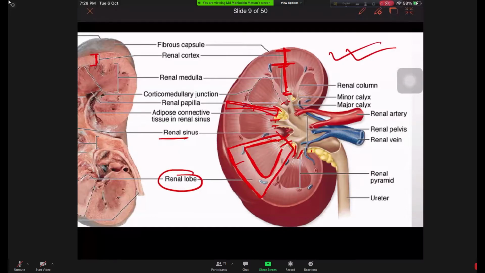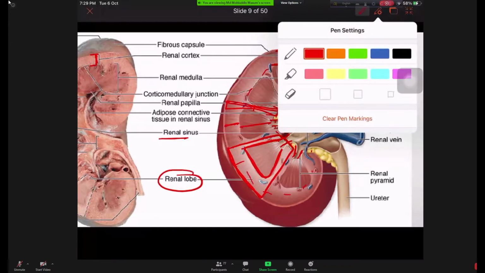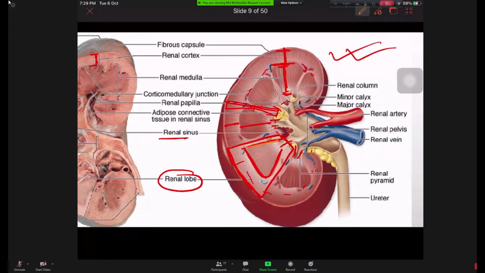So please concentrate. This is cortex, this is medulla. In the medulla there will be renal pyramid and renal column. So what is the renal lobe? The renal lobe will be this pyramid along with the part of the renal column on each side and the cortical arch. It will combinedly form the renal lobe.